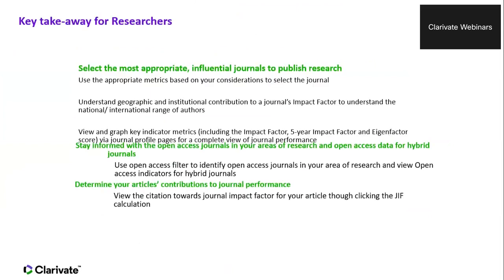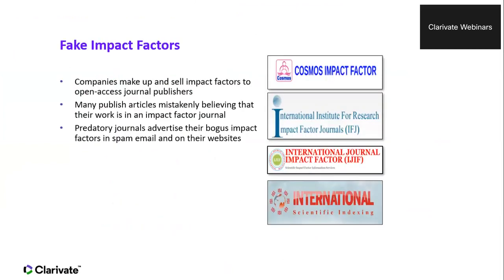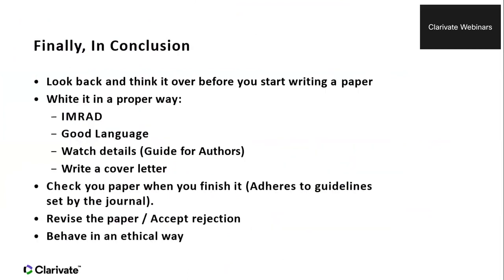So key takeaways for our researchers: select the most appropriate influential journals to publish research. Use the appropriate metrics based on your considerations. Be very careful. Understand the geographic and institutional contribution to a journal's impact factor. Determine your article's contribution to the journal performance and identify related journals. We have already talked about fake impact factors. Be very careful of them because they advertise these fake bogus impact factors in spam emails and on their websites.